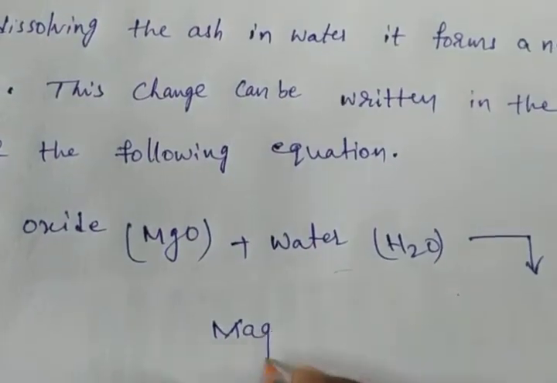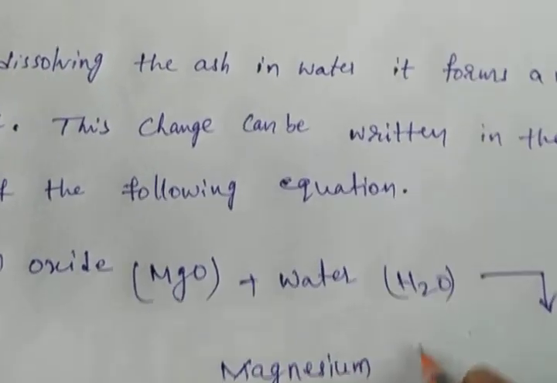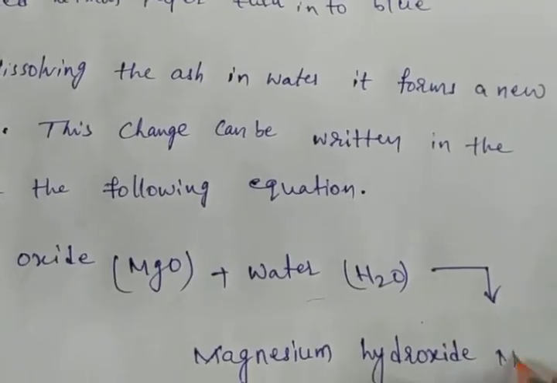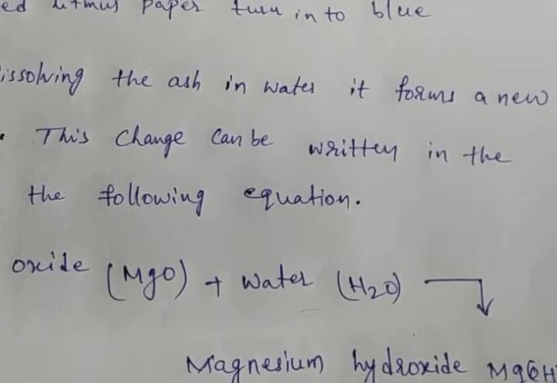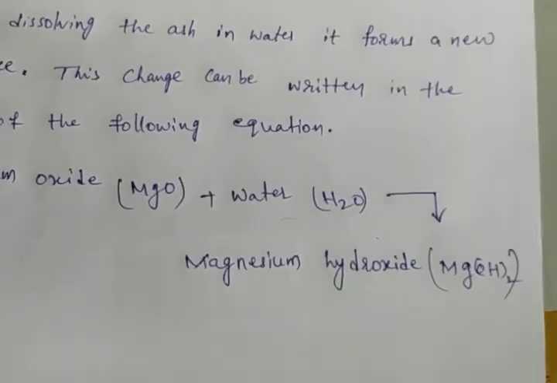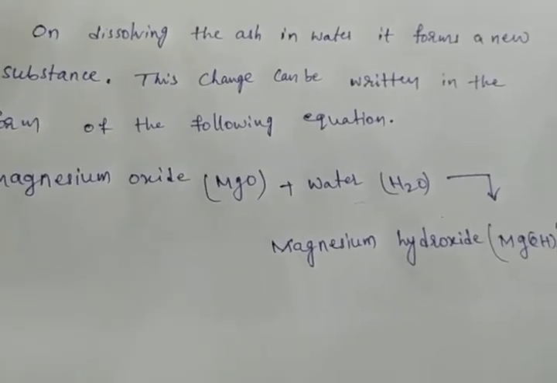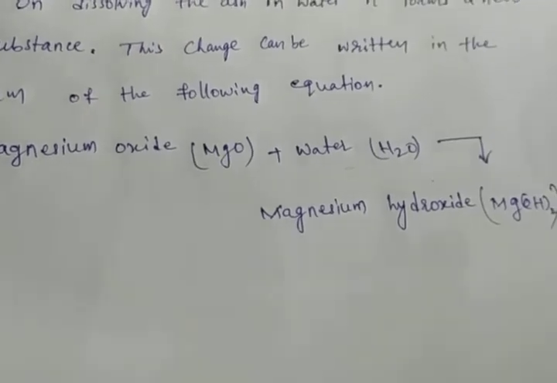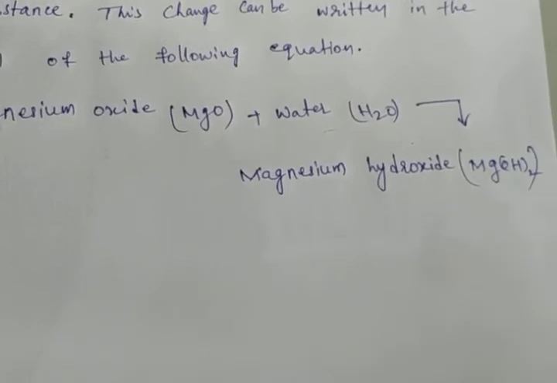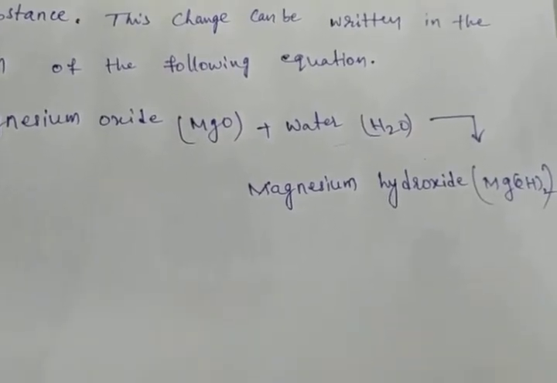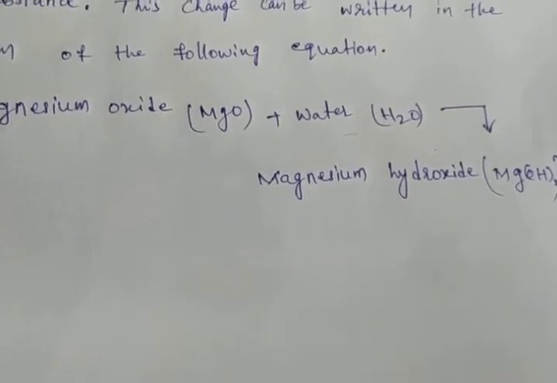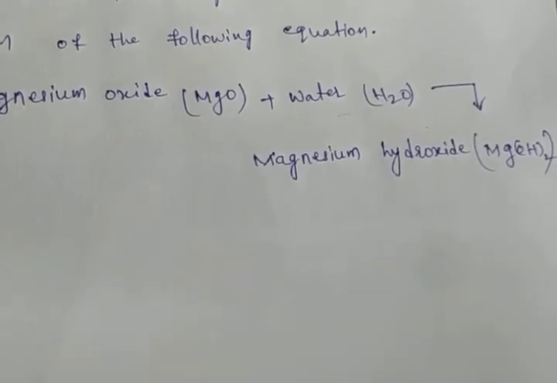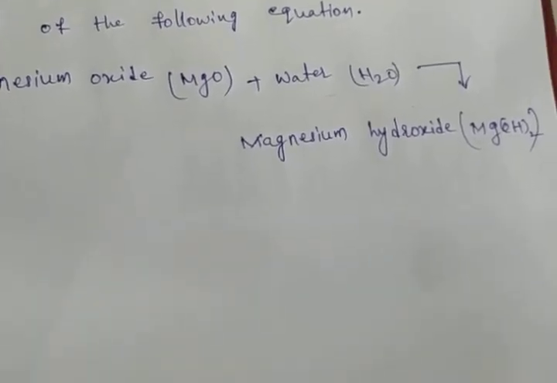Magnesium hydroxide. What is the formula of magnesium hydroxide? Mg(OH)2. This is magnesium hydroxide. When we collect the ash and add it to the water, it will form magnesium hydroxide. As you have already learned in chapter 5, acids and bases, magnesium hydroxide is a base.